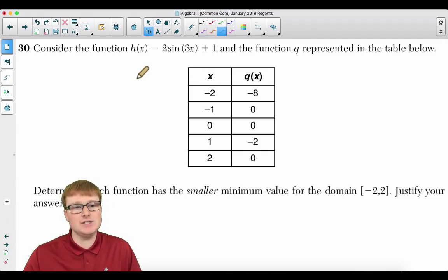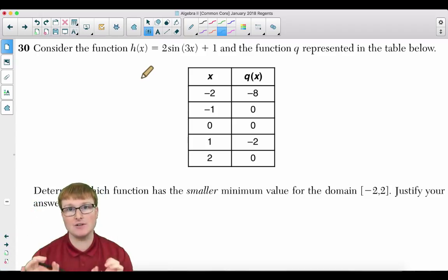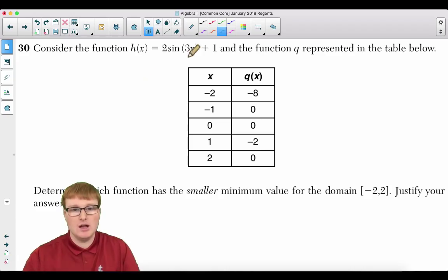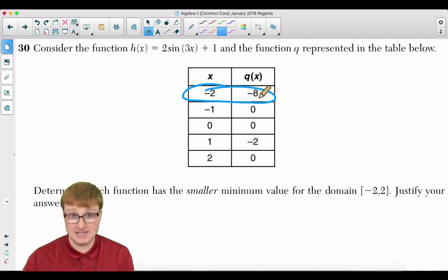So 30 says, consider the function h of x is equal to 2 sine of 3x plus 1 and the function q represented in the table below. Determine which function has a smaller minimum. I just said that. We have to think of minimum values as in y values. So, as listed here, the minimum value that I see is at x equals -2, the y minimum is -8.